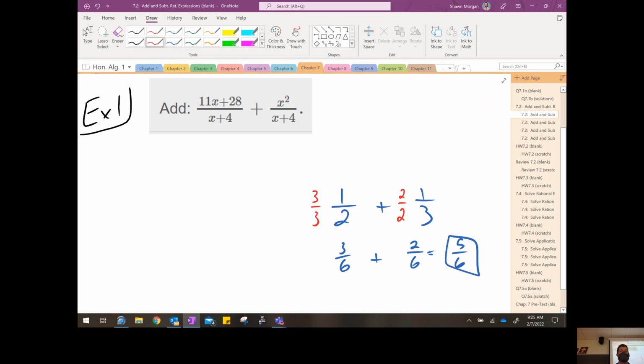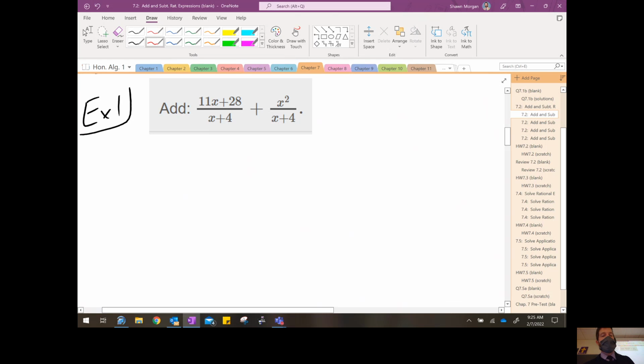If you can do what's in blue, you'll be able to do what's in black up there. Same process is going to apply. You got to get a what first? You got to get common denominator. In this first example, I've already given you a common denominator.